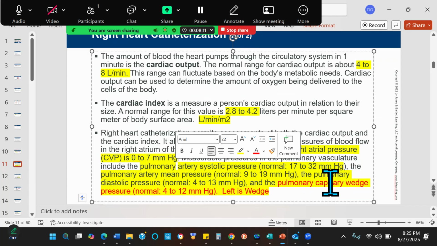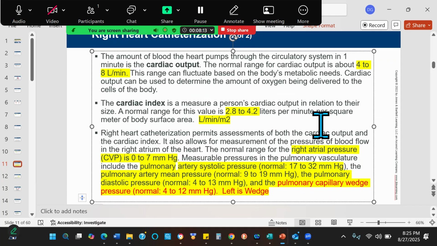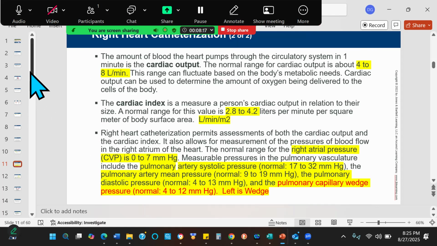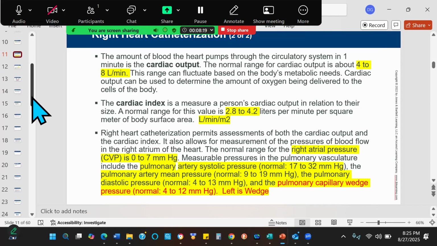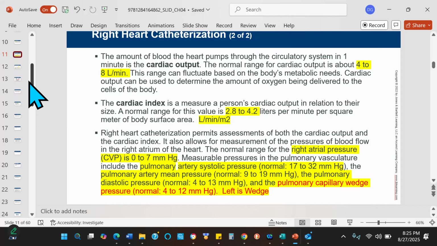And the wedge pressure is one that definitely shows up on boards. Pulmonary capillary wedge pressure is 4 to 12. If the left heart is failing badly, that can go up as high as 25 or even higher. So left is wedge. If the left heart fails, the wedge pressure goes up.